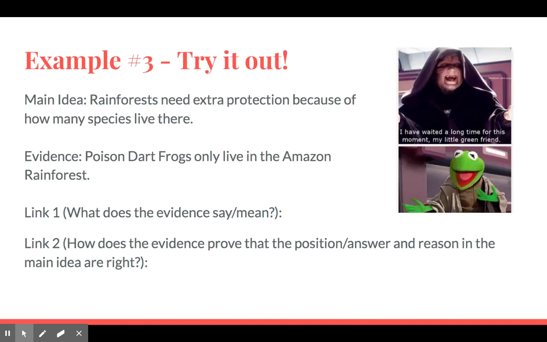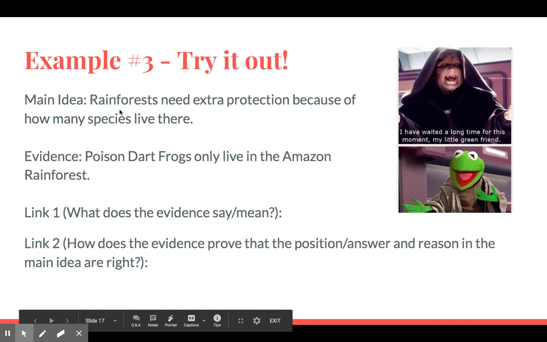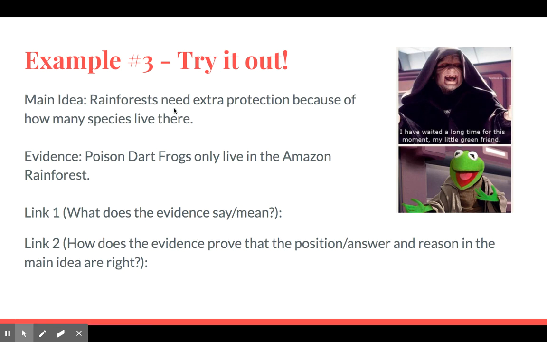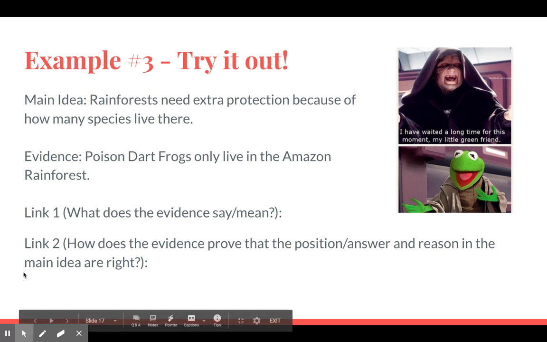Let's try one more. So we have our main idea here. We have our topic, rainforests, our verb, need, our position or our answer, extra protection, and then our reason, because of how many species live there. Our evidence to support that main idea: poison dart frogs only live in the Amazon rainforest. So, here are things that we need to accomplish with our link.